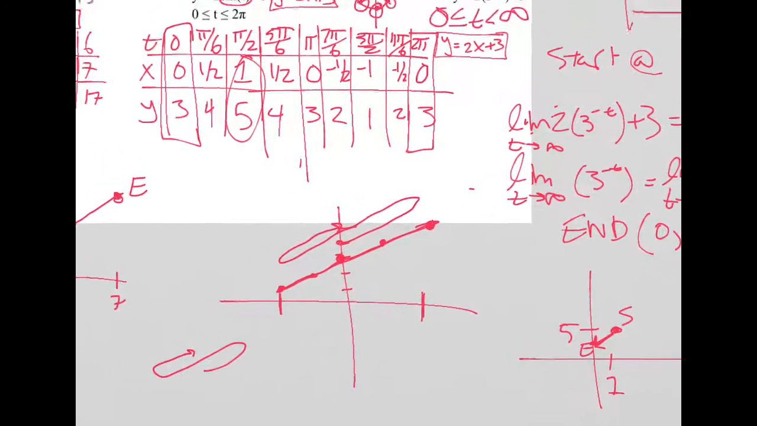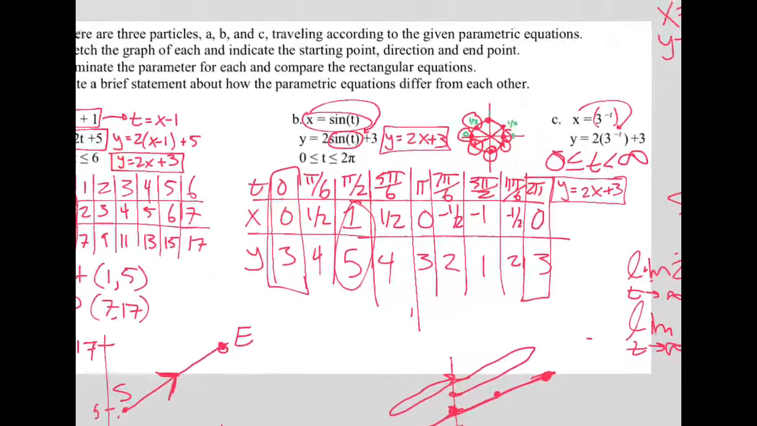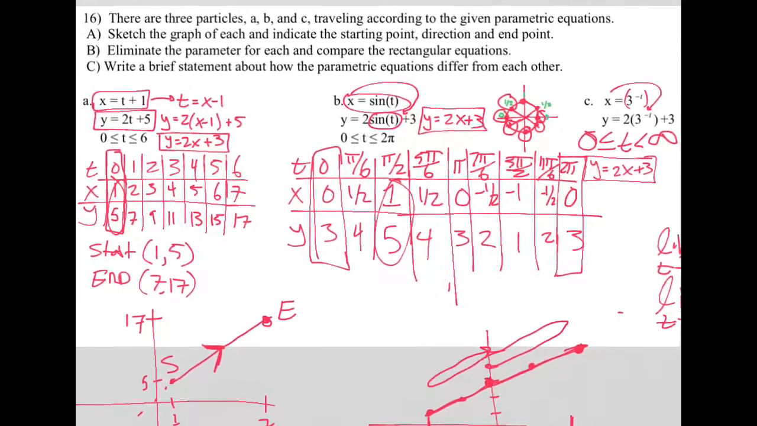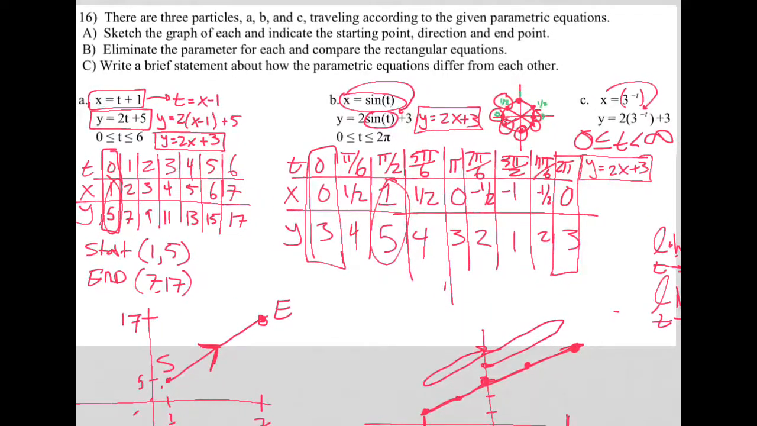So what's the connection between all of these functions? We'll look at their form. The y is always in the form of 2 times some expression plus 3, and the x is always in the form of that expression. Not quite as easy to see in the case of a, but when we solve the parameter and simplify it all out, we get the same thing.